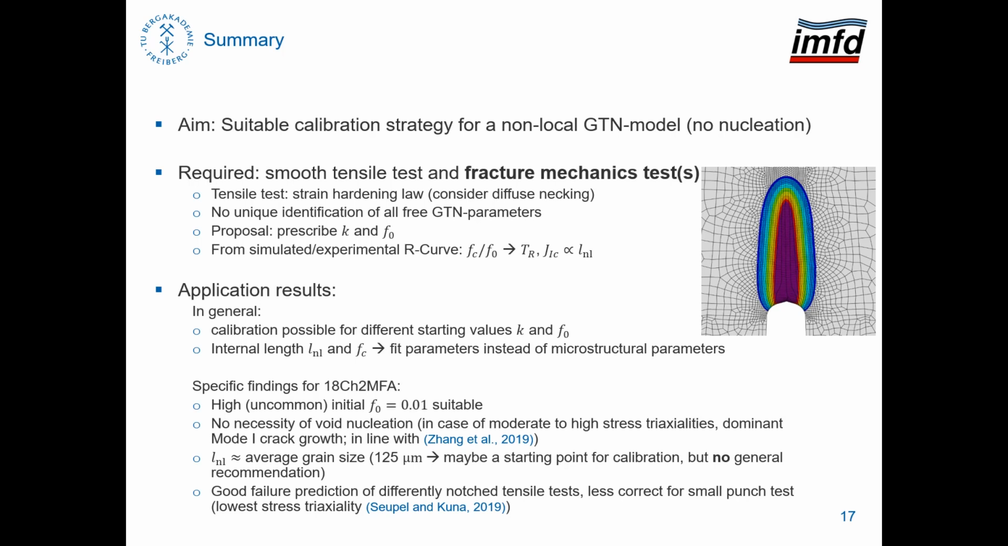The calibrated model yields acceptable failure predictions of tensile tests with different notches and small punch tests. From these results, we cautiously assume that the validity of the considered GTN model reaches its limits if stress triaxialities smaller or equal to 1/3 dominate in the damage and fracture process zone.